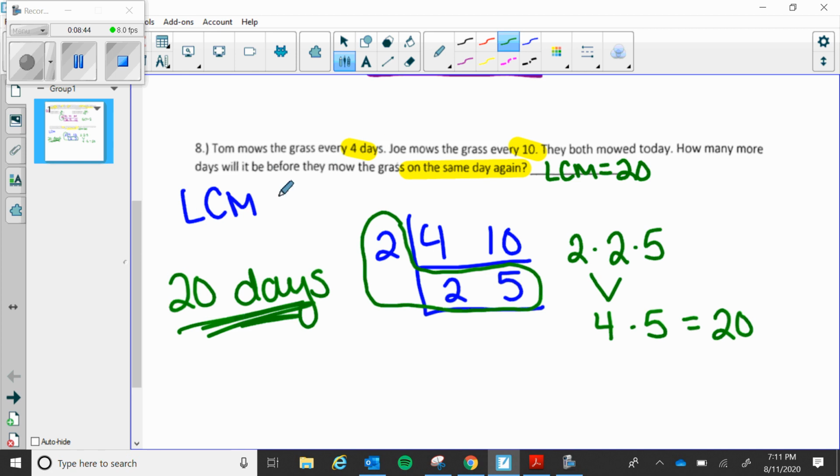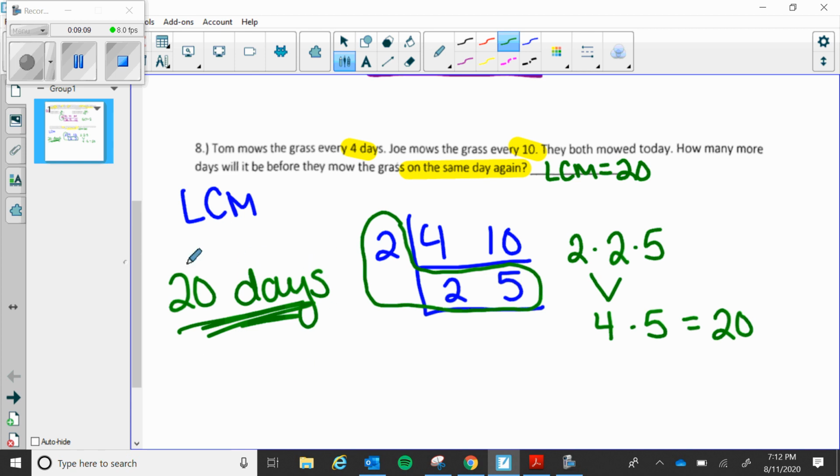Remember, when we're dealing with word problems, it is very, very important that your answer is in the context of the problem. Yes, LCM equals 20 is technically right, but because it is a word problem, we do expect you to put it in the context. The question's asking how many more days, so your answer should be talking about days somehow.